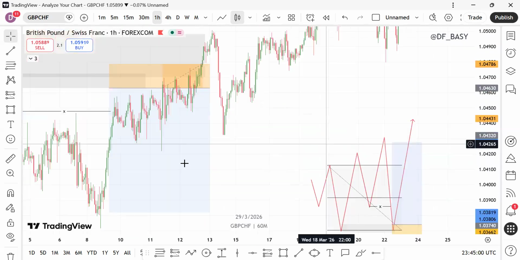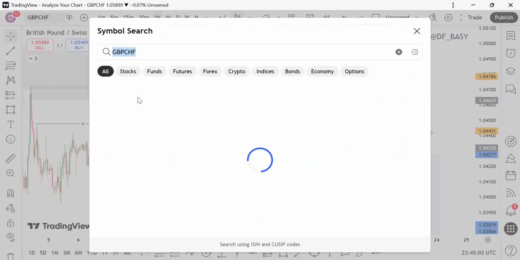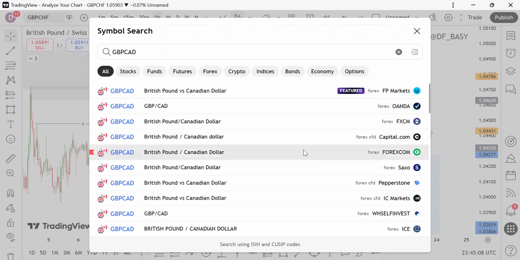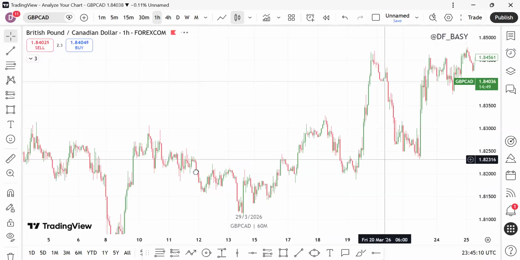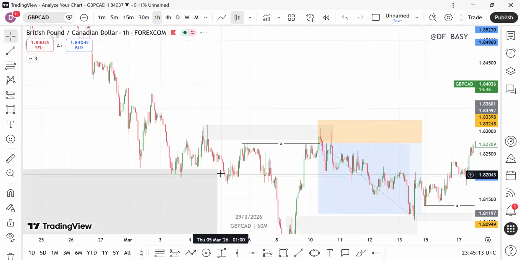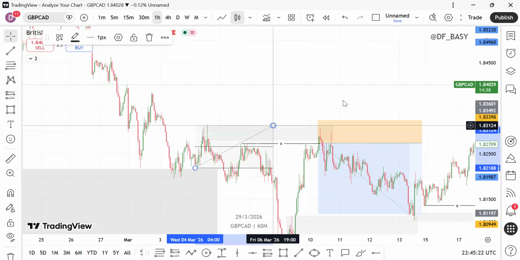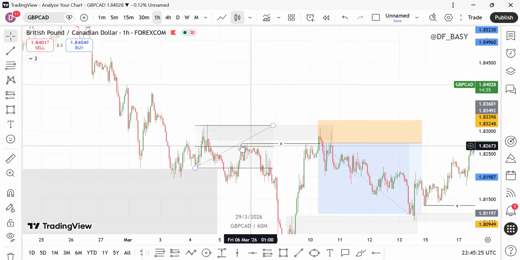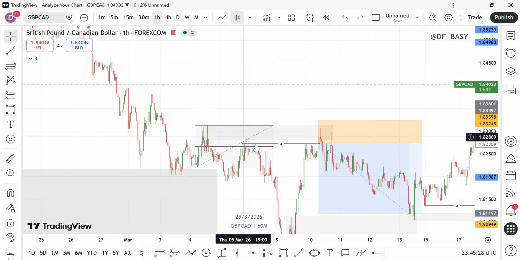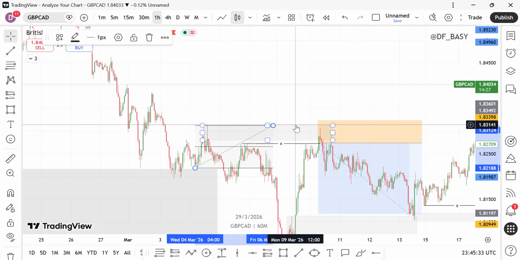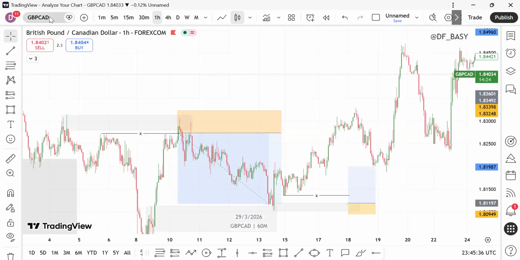So let me go to GBP CAD and show you what I mean. On GBP CAD, for this sell, what do we have? What do you see there? You can see that this structural liquidity falls at a premium zone. So it was a valid structural liquidity for us, and I took the sell. Likewise, I would do the same for buys.